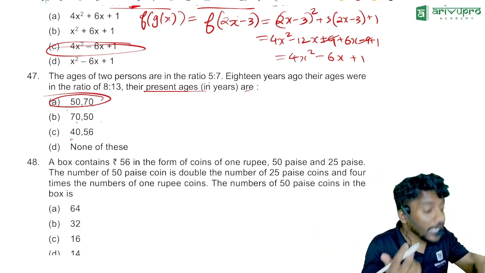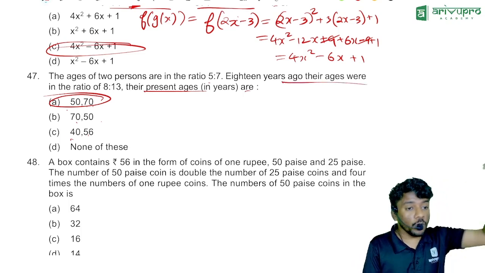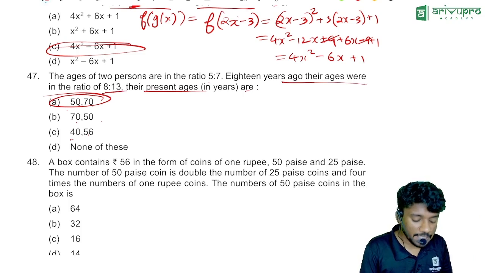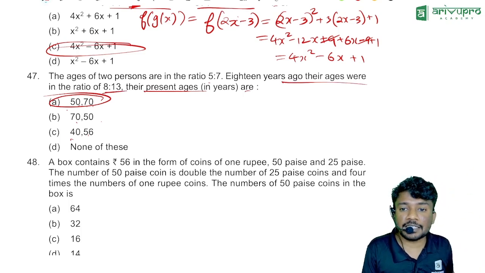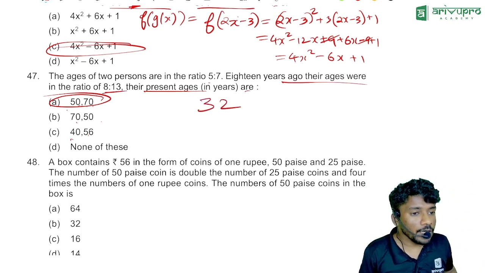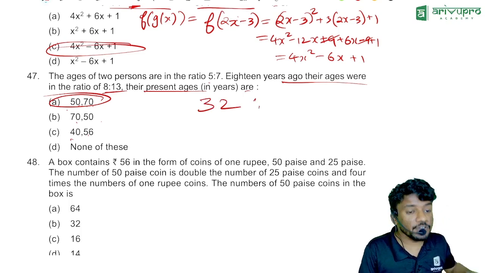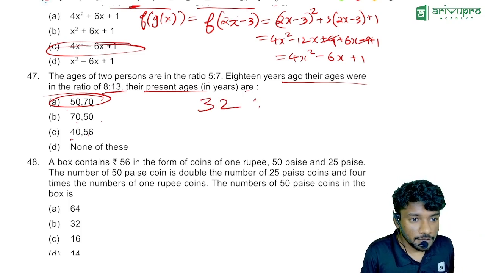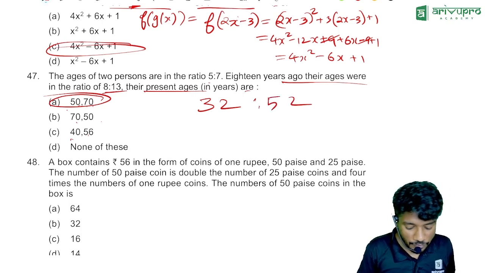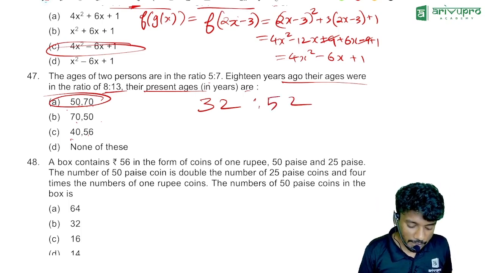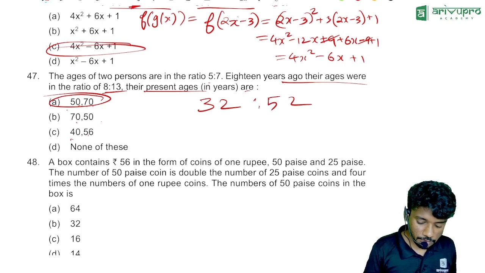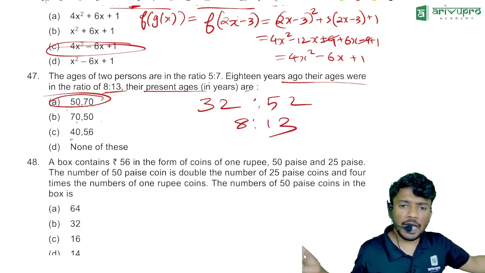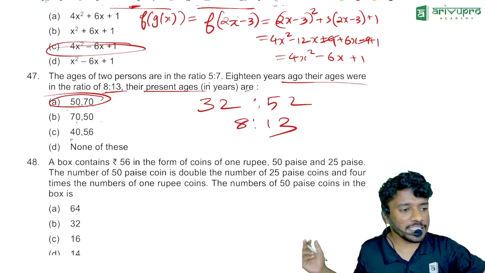So we need to read again. 18 years ago, their ratio is 8:13. We will check once again. 50 minus 18 is how much? 32. 70 minus 18 is 52. Check the ratio. Divide everything by 4. It is 8:13. Correct. That means our answer is correct. Can I go for the next one?